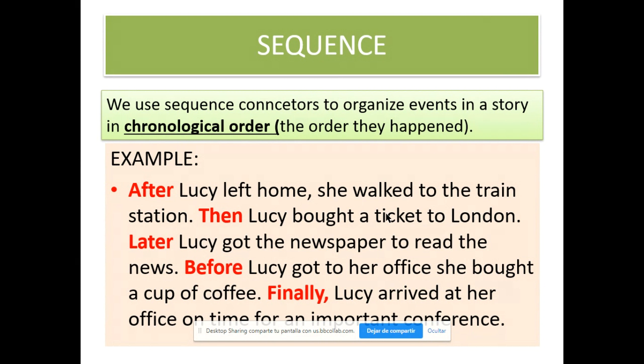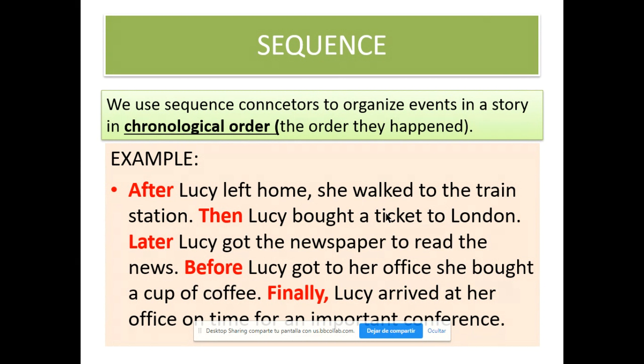Okay? And the events. Lucy left home. She walked to the train station. Lucy bought a ticket to London. Lucy got the newspaper to read the news. Lucy got to her office. She bought a cup of coffee. Lucy arrived at her office on time for an important conference.